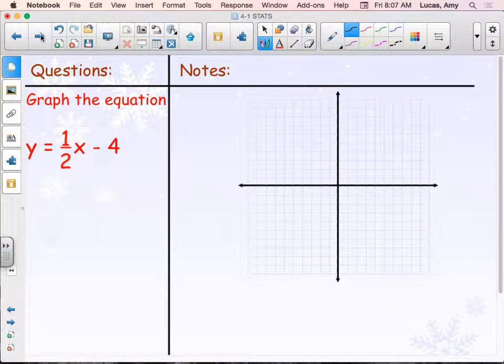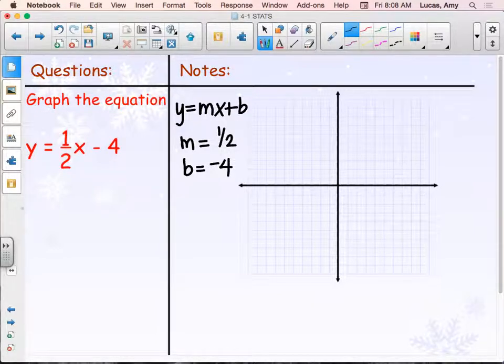So we're going to be given an equation. We're going to take the equation and draw a graph. So I'm going to start out with my slope-intercept form, and I'm going to identify the slope and the intercept. The slope in this equation is 1/2 because the slope is in front of x. It's the coefficient for the variable x. And then the intercept is -4 because that's the number that we see after x.